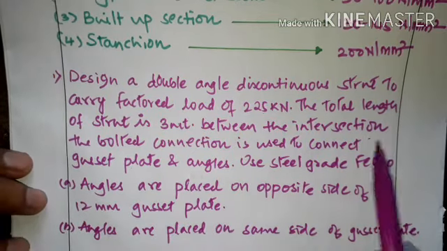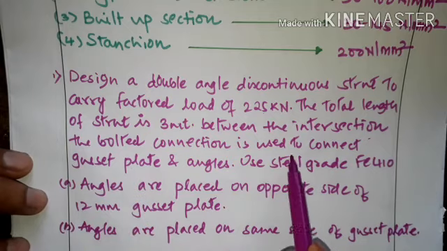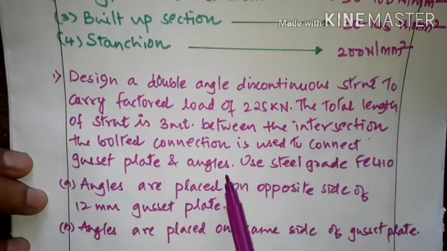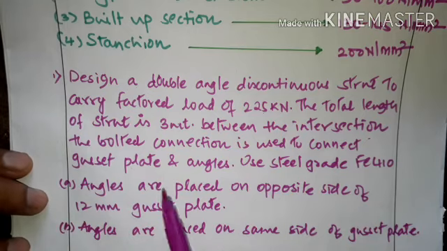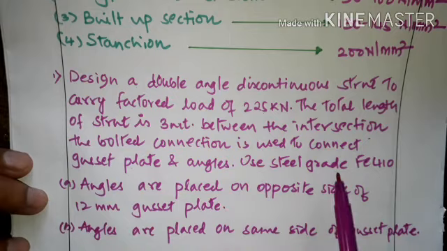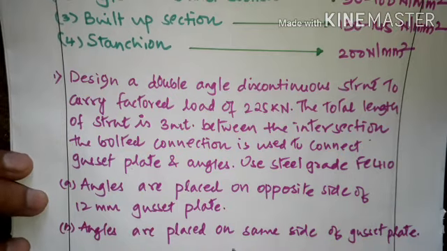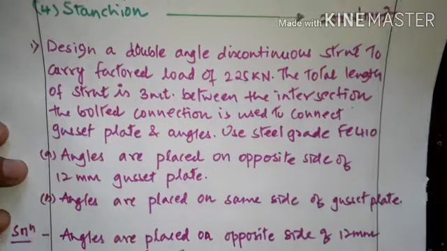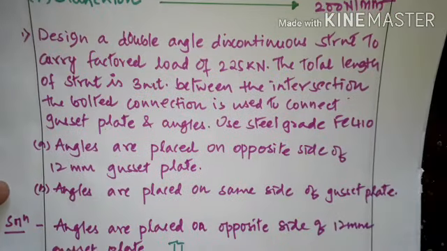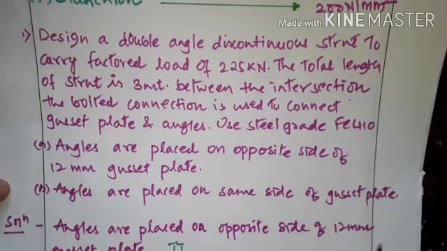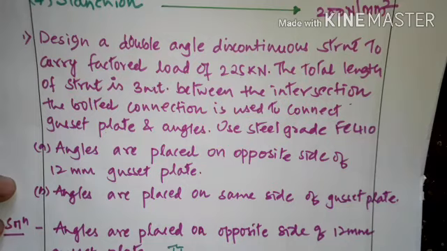This is between the intersections. The bolted connection is used to connect the gusset plate and angles. Use steel grade of Fe 410. Therefore, you have to design first when the angles are placed on opposite sides of a 12 mm gusset plate, that is, angles placed on opposite sides of the 12 mm gusset plate. Understood?